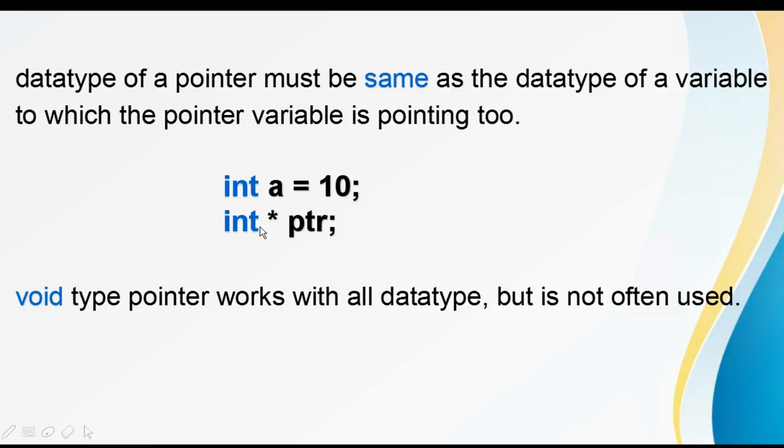So don't forget, if you have a variable of int, the pointer variable also should be an integer. So the data type should be the same. Void ni data type ya pointer ambayo inatumika sana, na ukitumia void katika kudeclare a pointer inamaanisha inaweza tumika kwa all the data types. So hivyo badala ya kuweka any data type unaweza weka pointer. If you are not sure of which data type to use, just put void, kumaanisha void inaweza tumika kwa all data type but it is not commonly used.